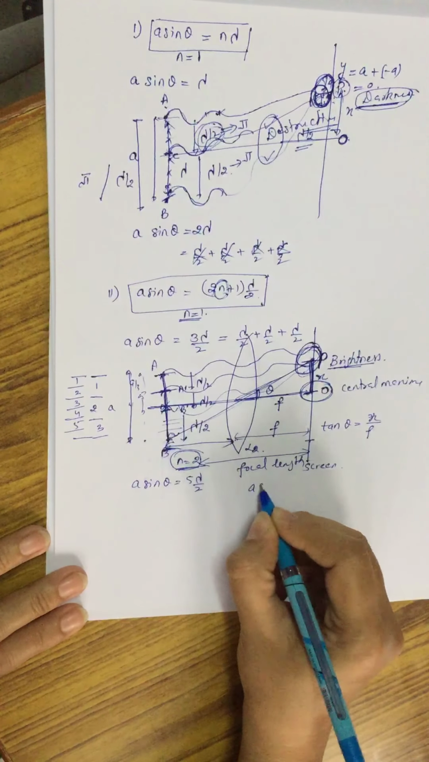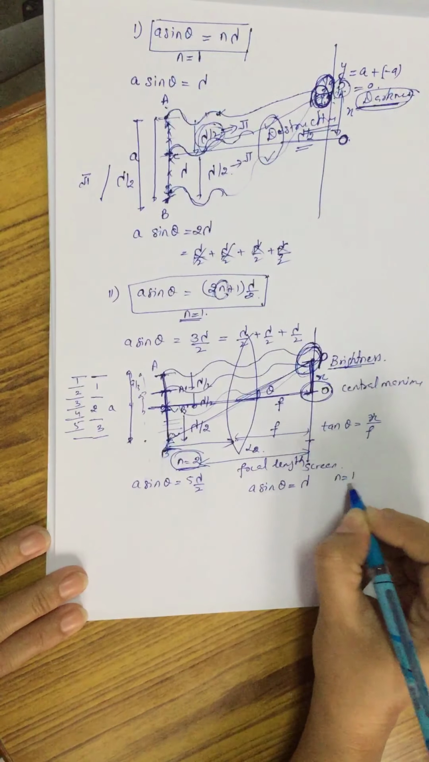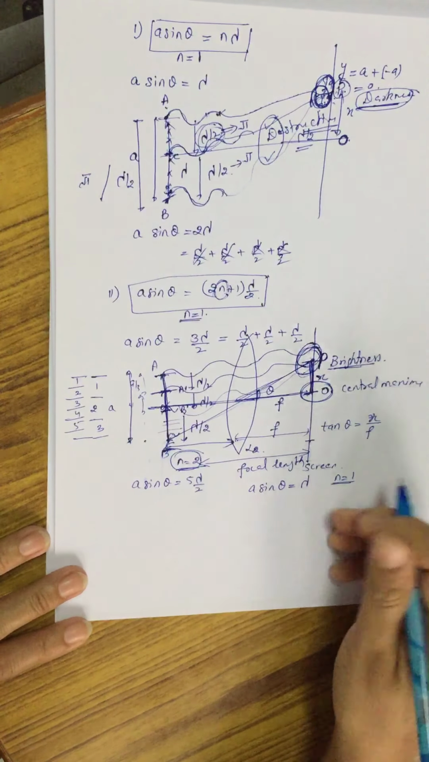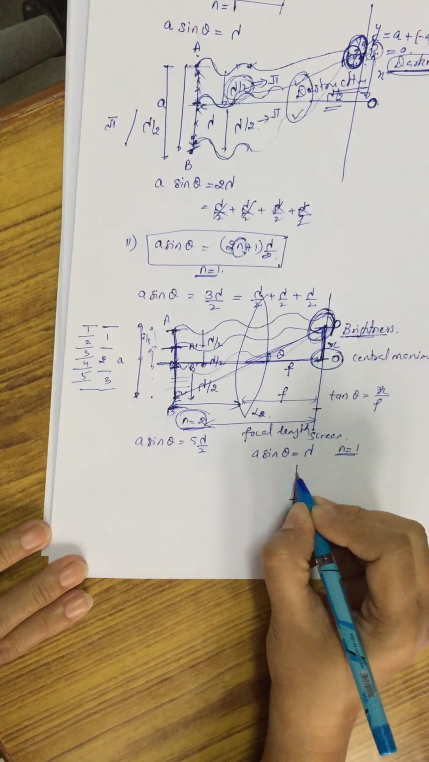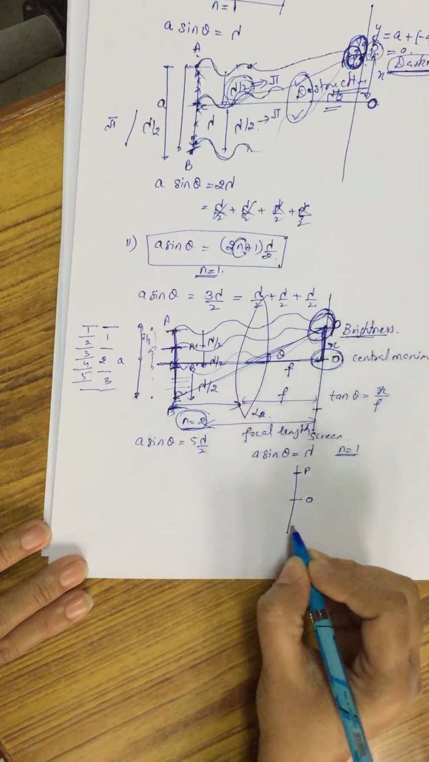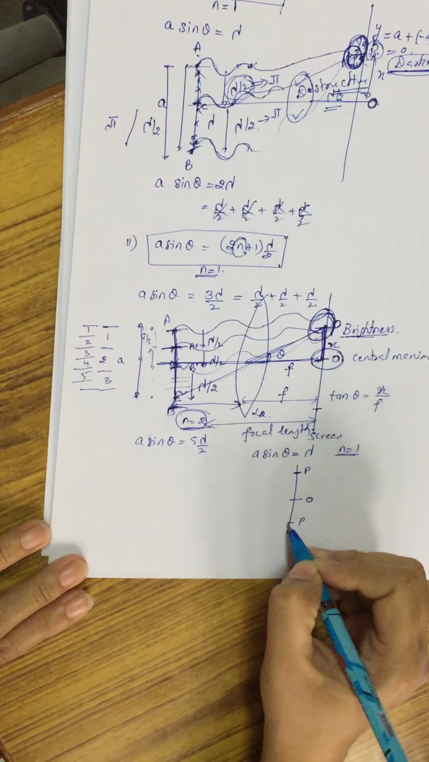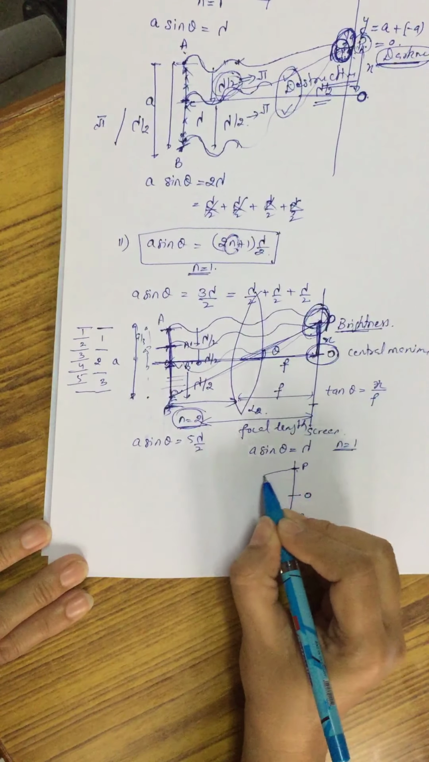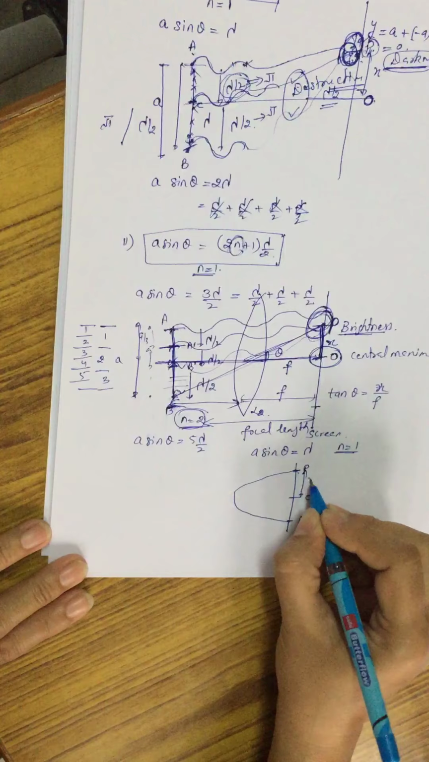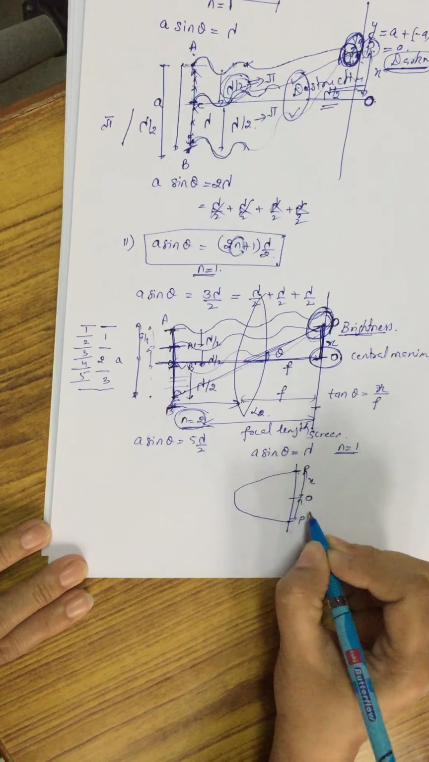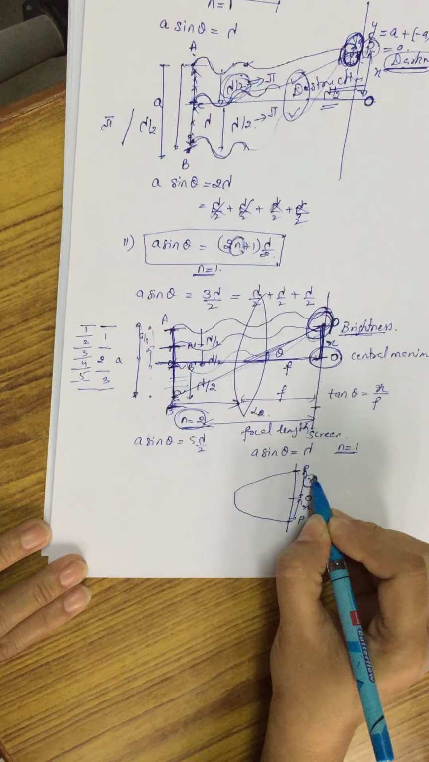And we also know that a sin theta is equal to lambda when n is equal to 1 in case of the primary minima. The center is O. This is our first minima. This is the point of our first minima. Then in between these two minima, we will obtain the central maxima. If this distance is x, we know that this distance is also x. Now we have to find out the value of x.